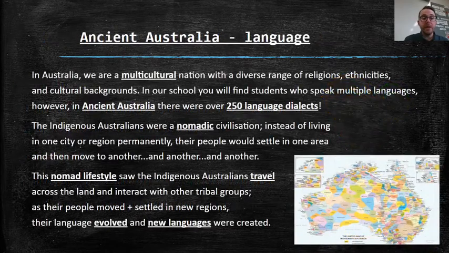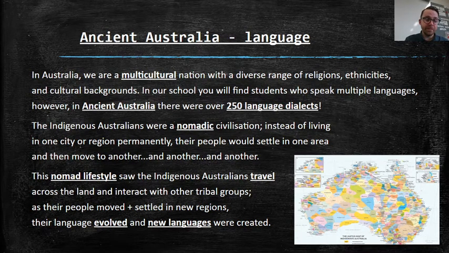So in ancient Australia, they had over 250 language dialects. Australia is a very multicultural country. We've got a lot of range of religions and ethnicities and cultural backgrounds. We looked at that in civics and citizenship. Our school is a really good example of multicultural Australia. In our school, you'll find students who speak multiple languages. They're born in different places across the country or across the world. However, ancient Australia had over 250 different types of language.